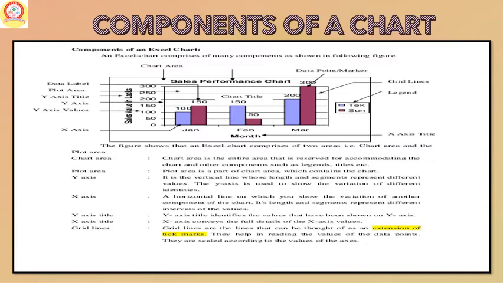Charts in 3D have a base area known as the floor and vertical areas known as the walls. So children, the two walls and the floor make up the plot area in a 3D chart.